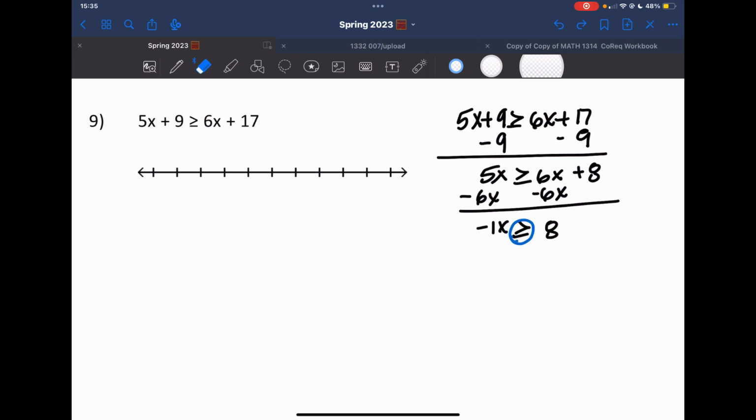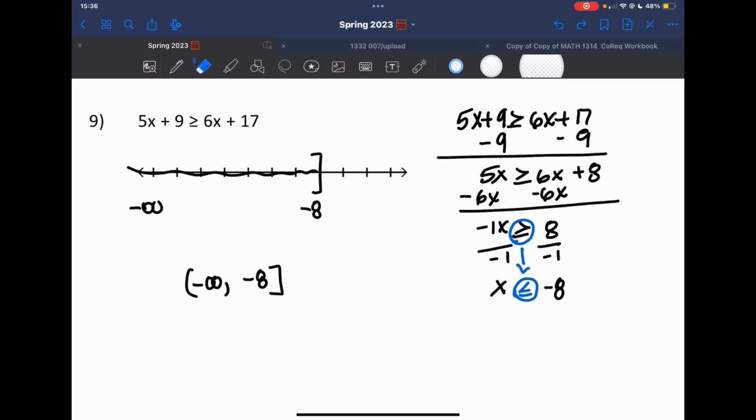It doesn't change the type of inequality. So this one is reading greater than or equal to. So that means when we change the direction of the inequality, the answer is going to be x is less than or equal to negative 8. So let's show this. We're going to divide both sides by negative 1. So that means we're going to change the direction of the inequality. So x is less than or equal to negative 8. On the number line, that's what it's going to look like. On the interval, here's what you get. Remember, we have 3 solutions here.